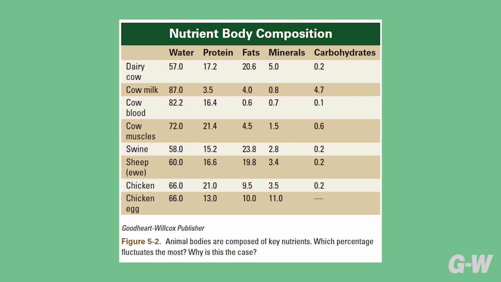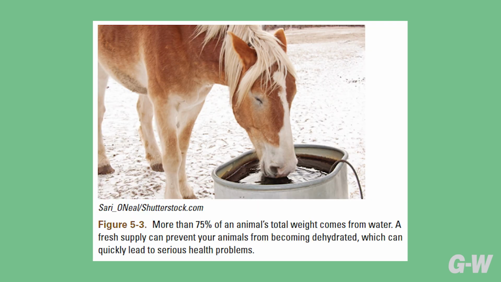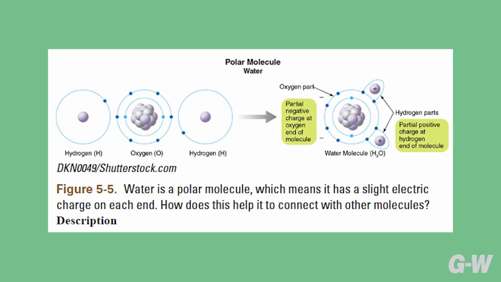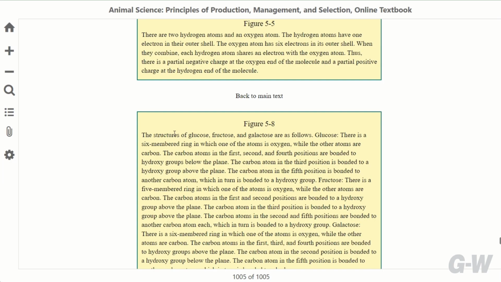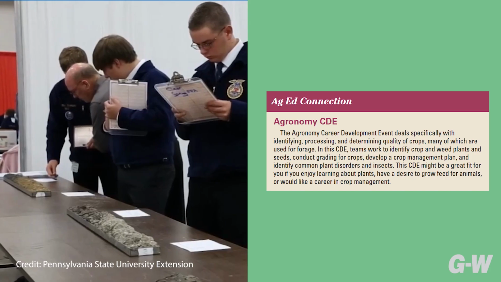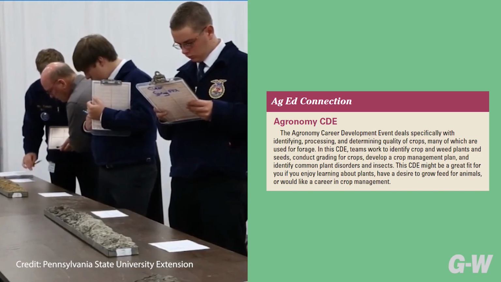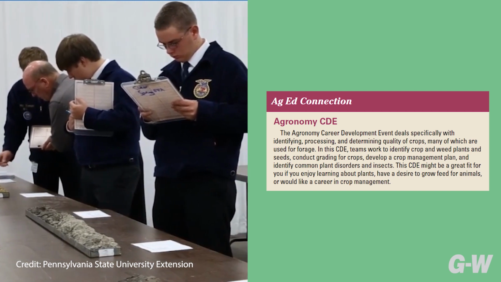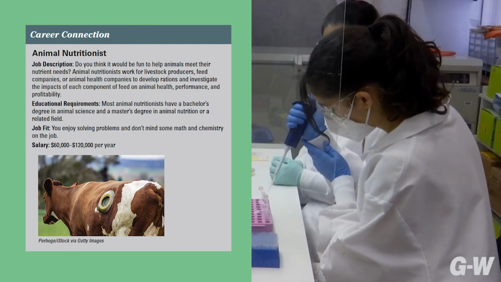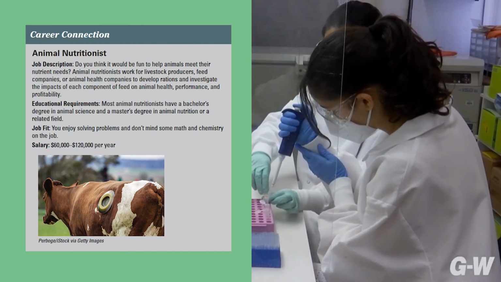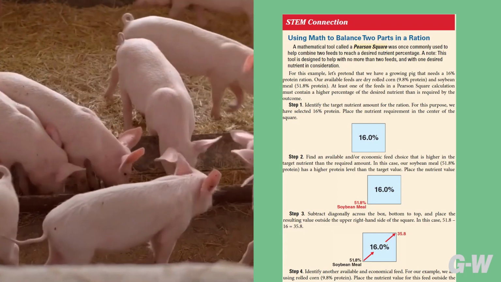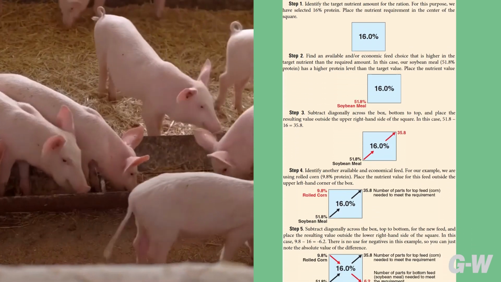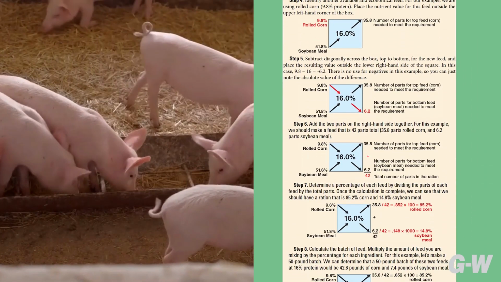Chapter content is written to the appropriate reading level for the students in your classroom and is highly illustrated with useful figures that ask questions for understanding. Figures include detailed descriptions for accessibility. Ag-Ed connections highlight related career development events and other FFA opportunities. Career connections highlight related career opportunities, including up-to-date salary and educational requirements. STEM connections walk students through examples of science, technology, engineering, or math skills ag professionals may use.